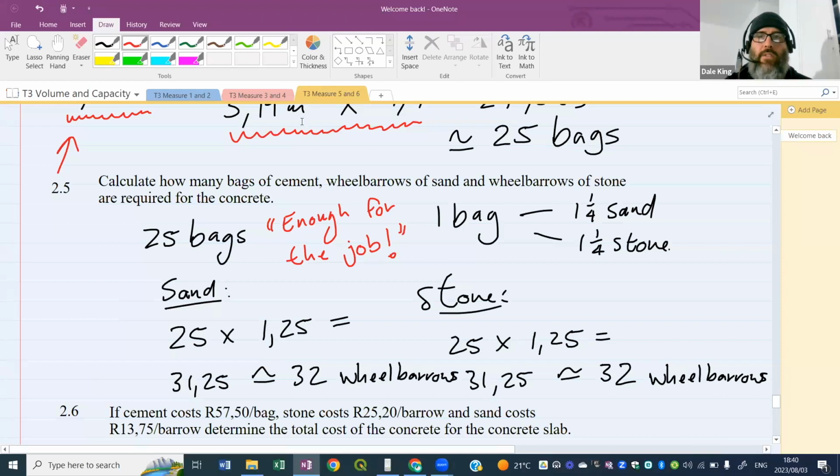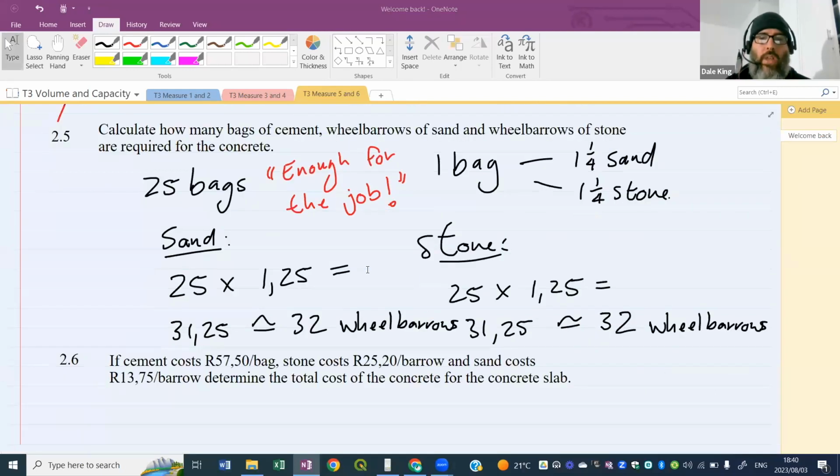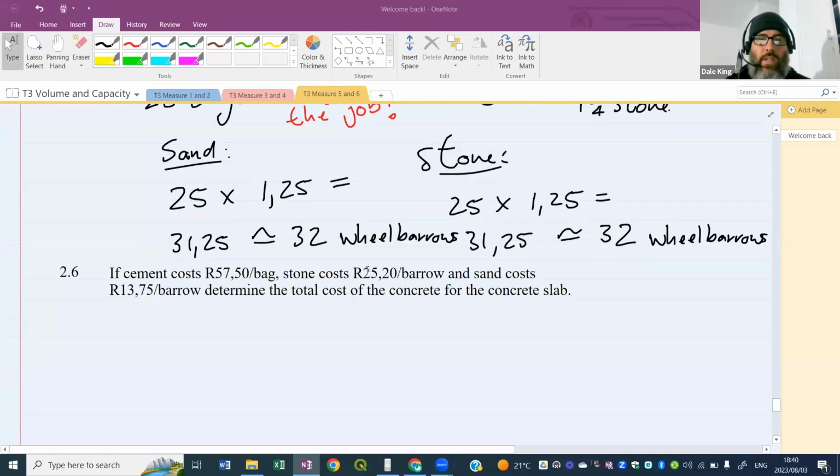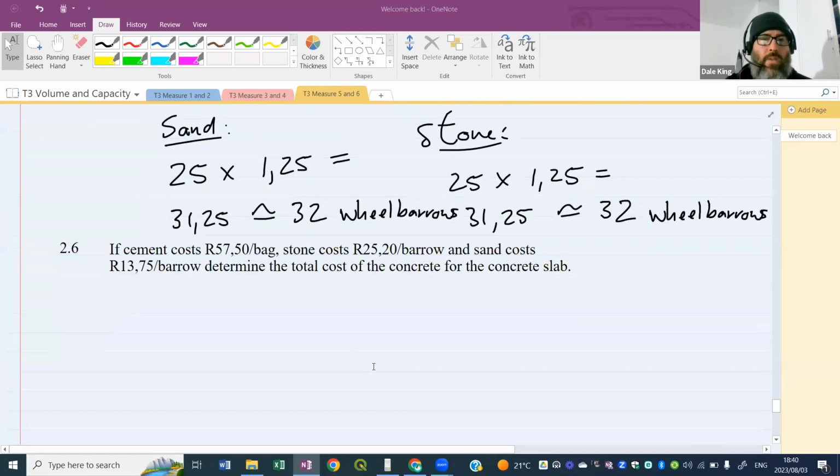Here comes the finance. I'll show the question and then I'll show you exactly how to do it. If cement costs 57 Rand 50 a bag, stone costs 25 Rand 20 a barrow, and sand costs 13 Rand 75 a barrow, determine the total cost for the concrete for the slab.